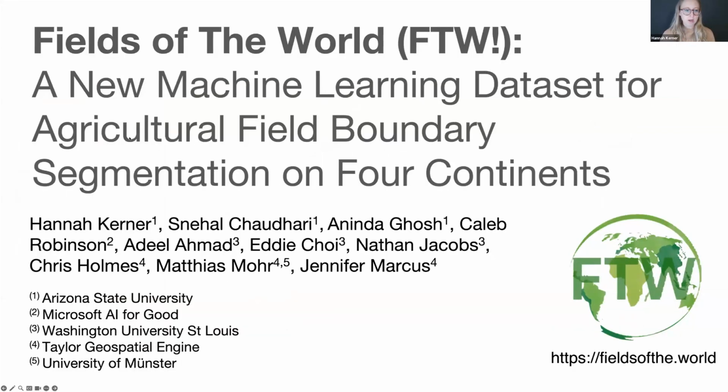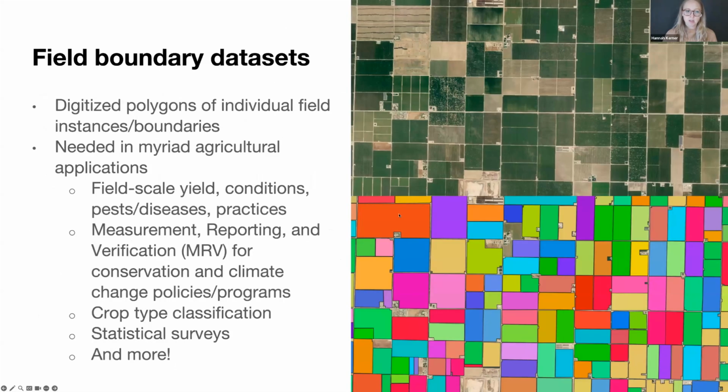Okay. So today I'm going to be talking about a project that we've been working on over about the last year called Fields of the World, or FTW for short. This is a new machine learning benchmark data set for doing agricultural field boundary segmentation on as many continents as we could for now. This is a collaborative work between my lab at Arizona State University, Microsoft AI for Good, WashU St. Louis, and Taylor Geospatial Engine.